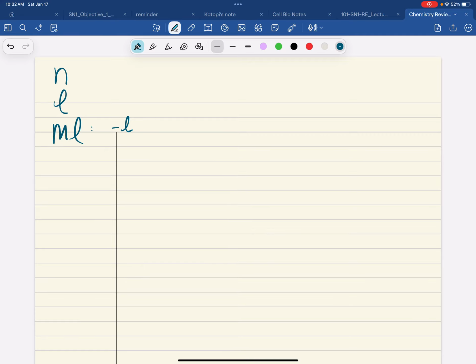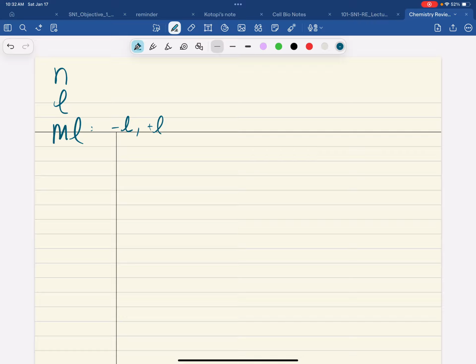So ML number is minus L to plus L. And that's it. So if they're giving you an N, you can actually find the possible ML numbers, the set of ML numbers. If they give you L, you can find the exact ML numbers for that orbit. And they will give you sets of numbers that you have to identify whether they are right or wrong. So if such combination is possible or not.